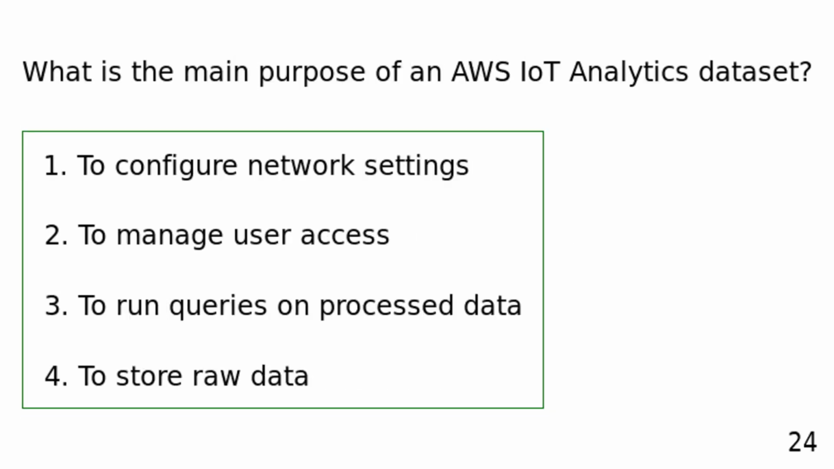What is the main purpose of an AWS IoT Analytics dataset? To configure network settings. To manage user access. To run queries on processed data. To store raw data.